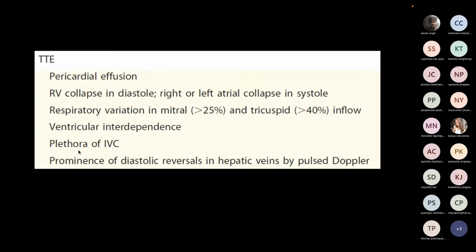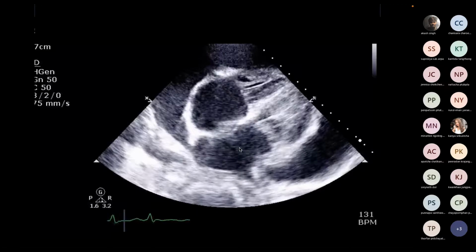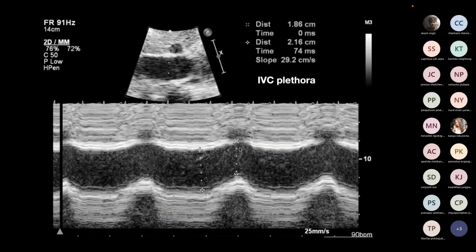And the next thing that we can find is plethora of the IVC, meaning that the IVC is dilated and not collapsed related to the respiration. A normal person's IVC is usually 1 centimeter or less, right? And it will collapse related to the respiratory phase when you breathe in and out, because the pressure in the thoracic chamber changes. But when the pressure is too high, it doesn't move according to the respiration. So for this patient, we mark it here at 1.8 centimeter and 2.16 centimeter. It barely changes and is fully dilated.